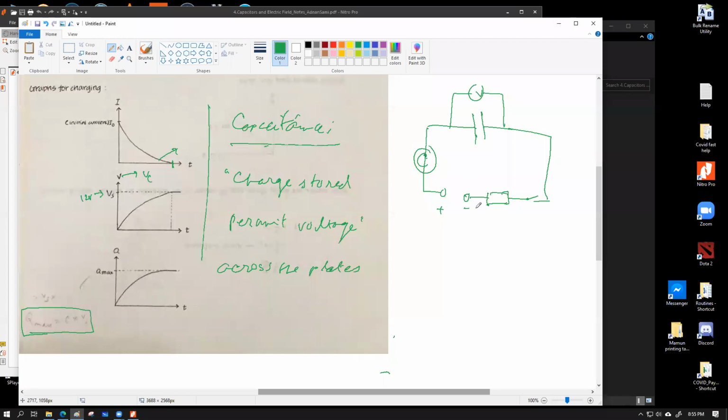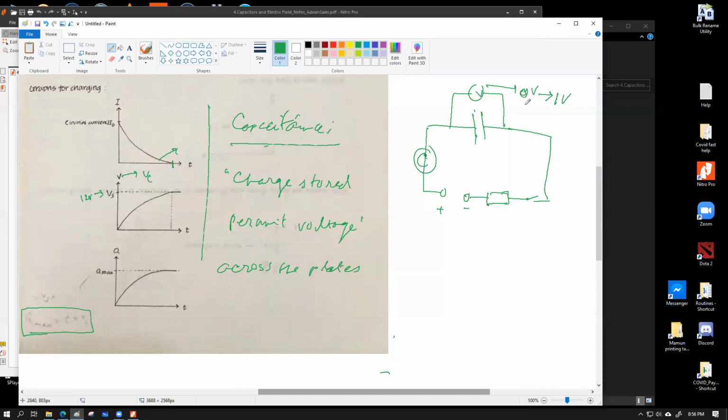So if we have a scenario like this, let's say we're going to close this switch and keep observing the voltmeter reading and the coulomb meter reading. This voltmeter reading is going to start from 0 volts and slowly increase, and eventually at one point it's going to reach 1 volt. It can go even further depending upon the value of the source. Let's say this source has to be bigger than 1 volt if I want to make this 1 volt, but there's going to be a certain amount of time.